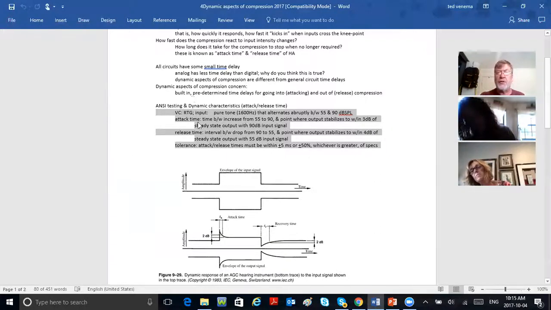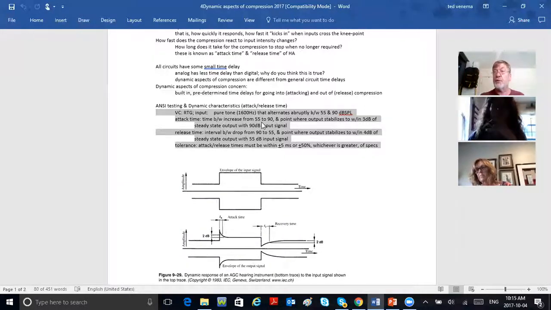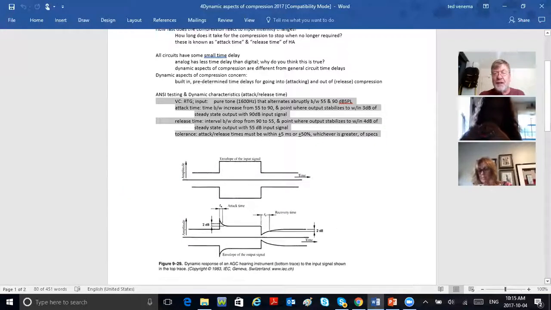And it's testing, what's the attack time? And what's the release time between the soft and the loud? Because the soft was assumed to be below the knee point, and the loud was assumed to be above the knee point. But anyway, then we scroll down.